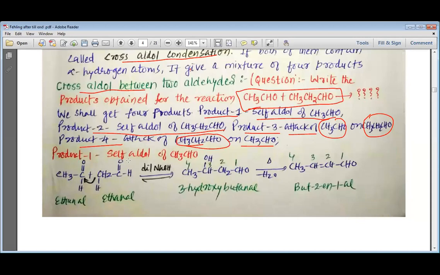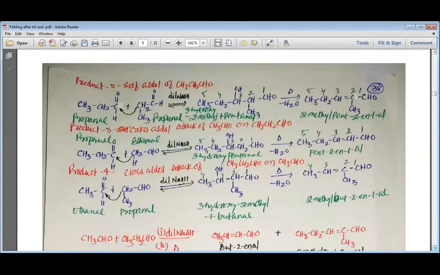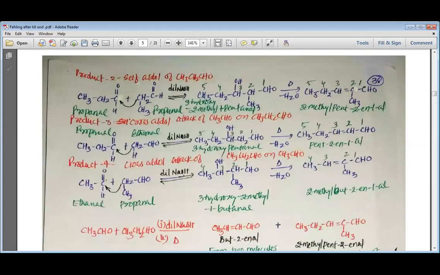So first we understand the self-aldol of ethanal. We know that we get but-2-enal, which is also known as crotonaldehyde. In the same way, my dear students, when it comes to the self-aldol of propanal, you can see that the attack takes place from the alpha carbon. So this CH3 has to be written as a branch. In the same way, on the other carbon where the attack takes place, this hydrogen has to be written as a branch, so that we can easily explain the attack, my dear students.